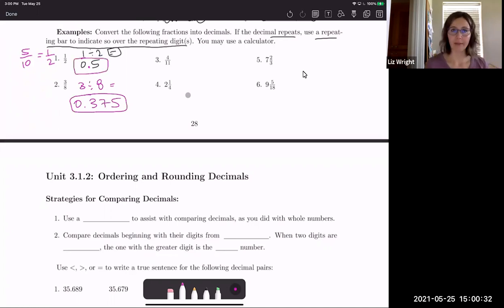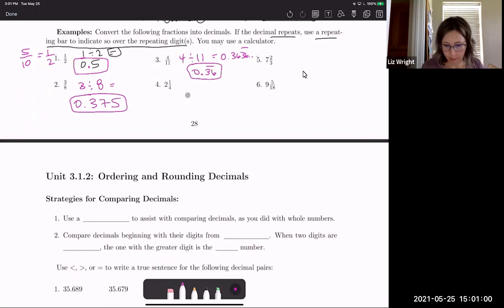4 divided by 11. So take 4, divide it by 11 in your calculator, and you are getting a repeating decimal for this one. You got 0.3636, and it just kept going. And the repeating portion of that is the 36. So we're going to write it out as 0.36, and it's a repeating decimal.